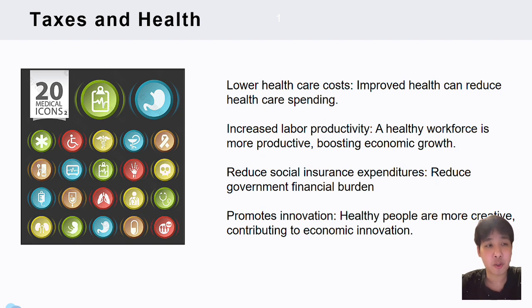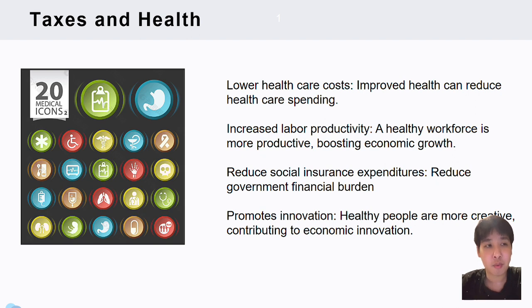The second one is increased labor productivity. Improved health can reduce the time spent sick, enable people to work longer, and increase the productivity of the workforce. This helps economic growth because more working hours generally lead to more production. The third one is reduced social security expenditures. This can reduce the fiscal burden on the government, lower the tax rate, or provide more public expenditures, thereby creating more growth opportunities for the economy.